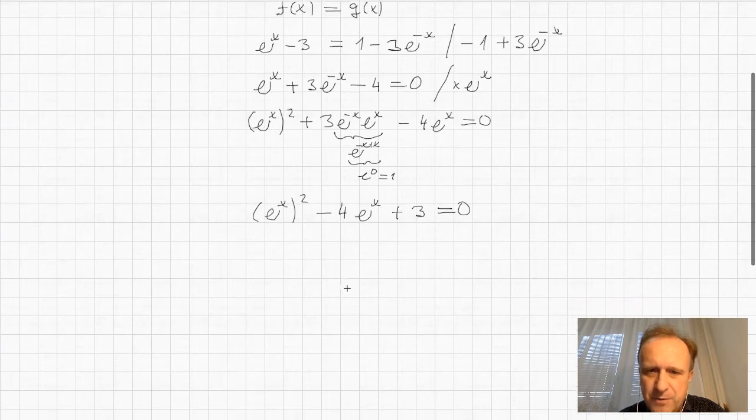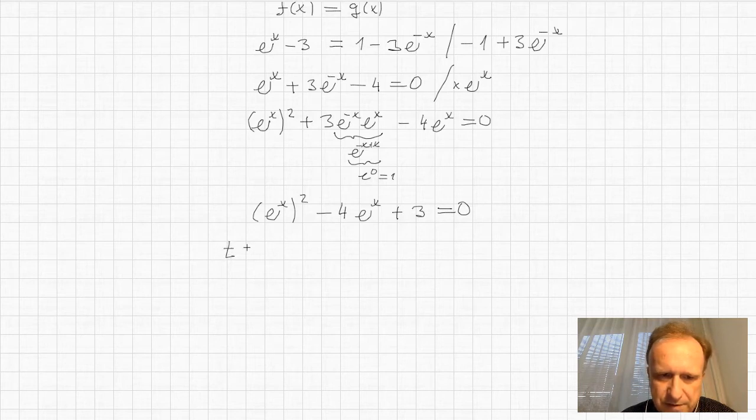Okay, now what we want to do is get the value of x, and this can be achieved by proper factorization, or if we do not want to factorize, we may use just substitution. So let me use the substitution. Let me create a new variable t, and let me say that t is equal to e to the power of x. So this is my substitution.